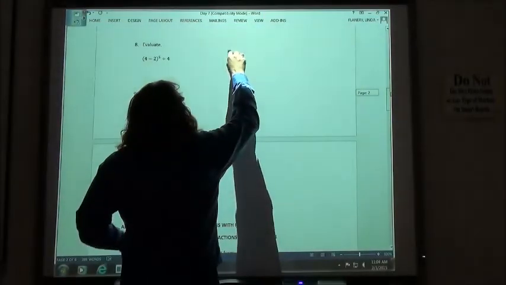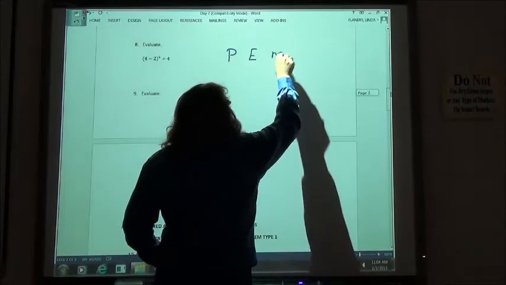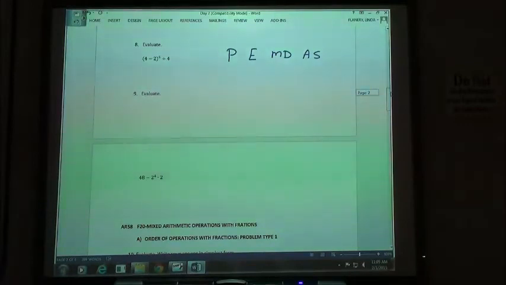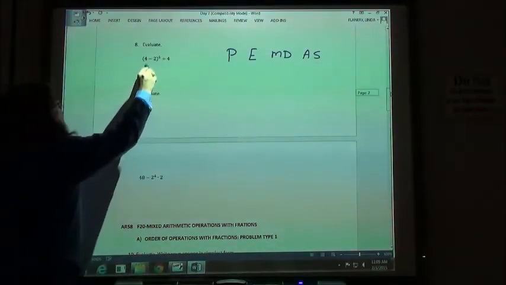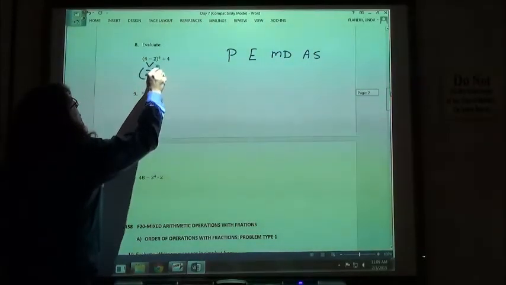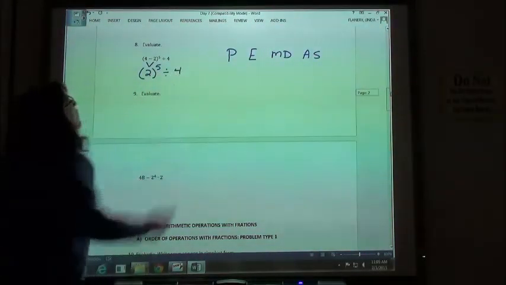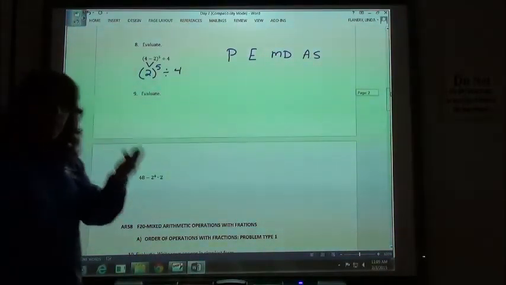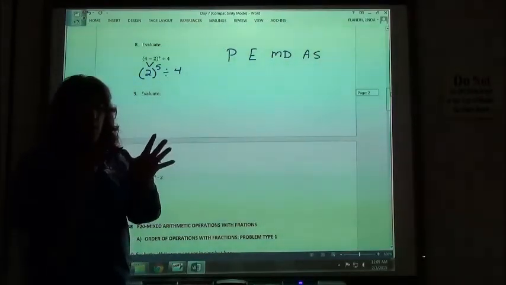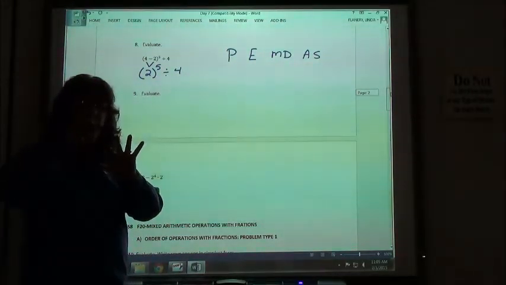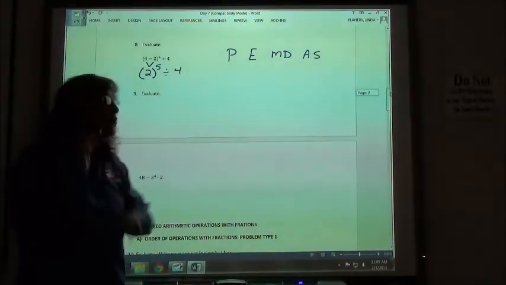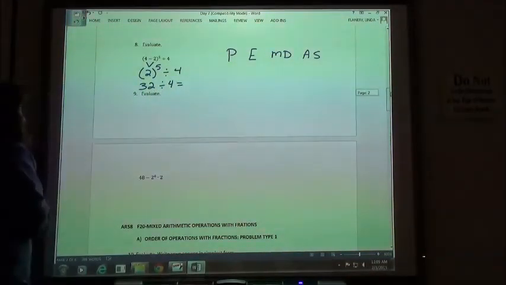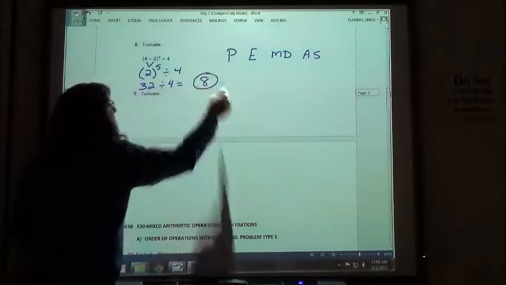Number 8, following our order of operations. This time, we have parentheses. We're going to simplify inside the parentheses first. So 4 minus 2 is 2. So we have 2 to the 5th divided by 4. We're then going to do our exponents. 2 to the 5th. 2 times 2 times 2 times 2 times 2. 2 times 2 is 4. 4 times 2 is 8. 8 times 2 is 16. 16 times 2, 32. So we get 32 divided by 4.